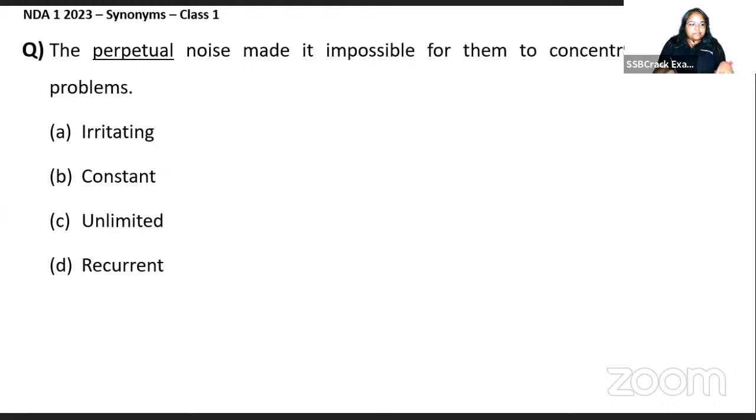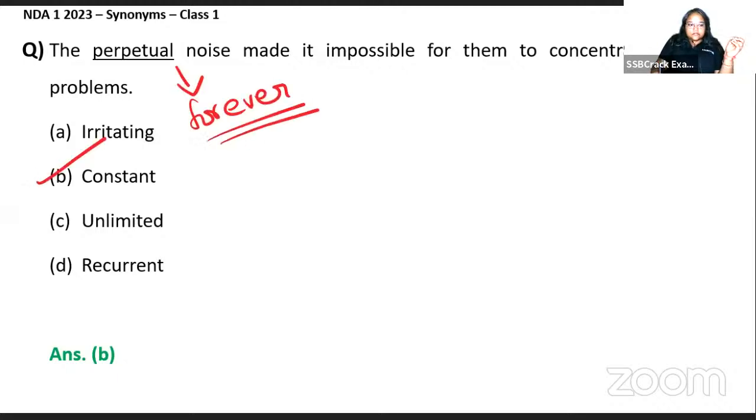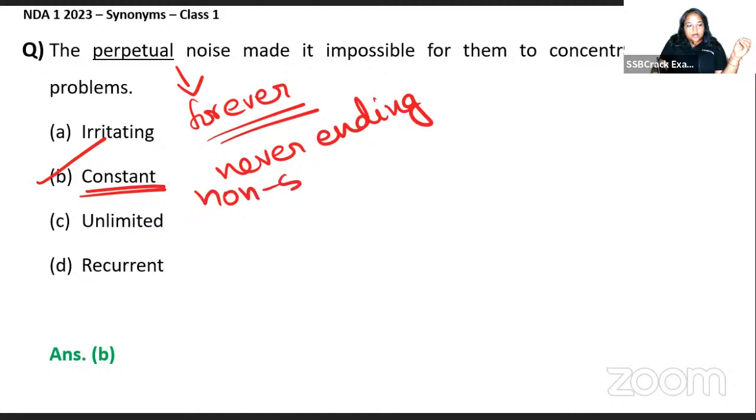Very good. Next one. Be very careful regarding this particular question. Option A, ma'am. Irritating. Others? Recurrent. Others? Constant. Okay, constant is the right answer. Perpetual means forever. Everybody agreed with it? Perpetual happiness, never ending, forever, or constant, non-stop, you can say.